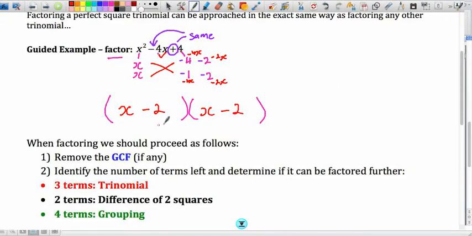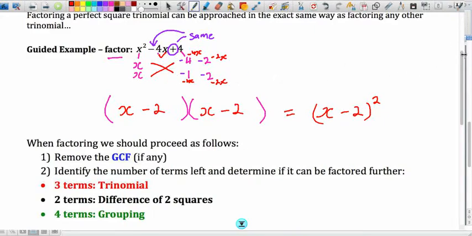As you can see from the answer, the binomial repeats itself, and so you can write that as a squared binomial, and that's why they call it a perfect square trinomial, because it comes from a binomial which is squared. But as you can see from the approach, this is irrelevant to the way you approach the question.